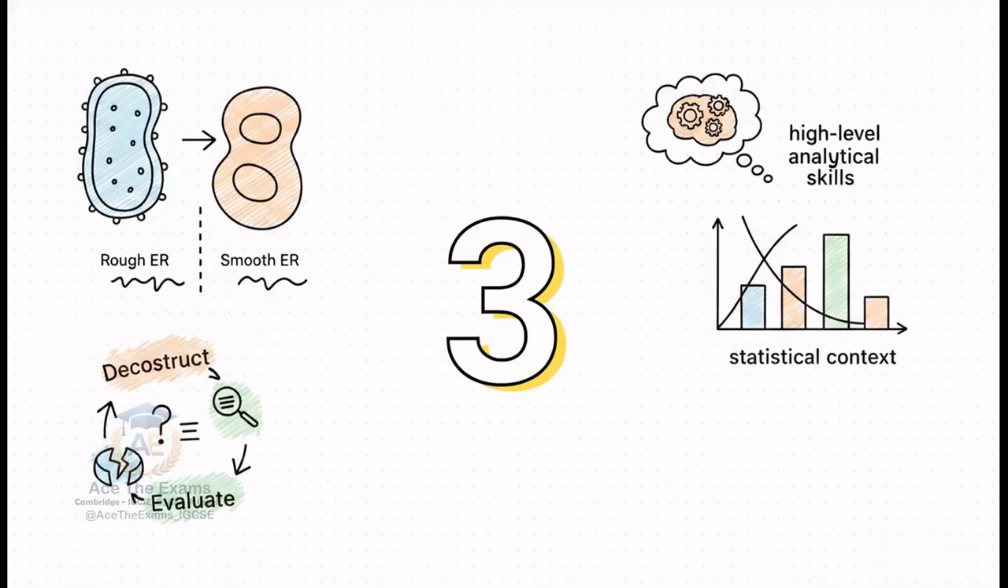Okay, let's quickly summarize the 3 critical takeaways from this explainer. Number 1, master precise definitions, cleanly separating the anatomical and functional differences between the rough and smooth ER. Number 2, apply the deconstruct, solve, evaluate framework to every single question to guarantee your method marks. And number 3, always identify the correct statistical context to prove your high-level analytical skills to the examiner.